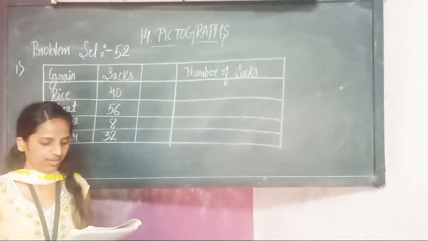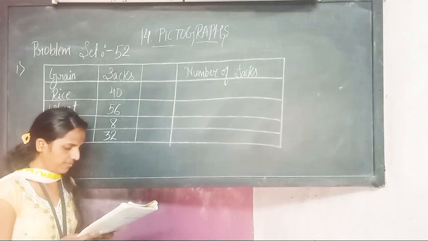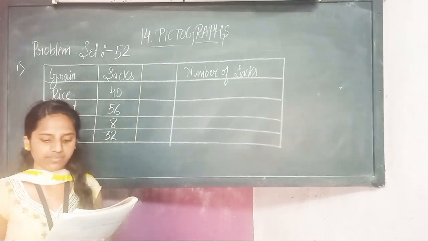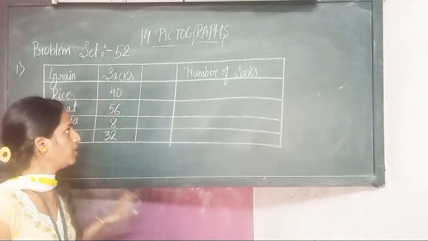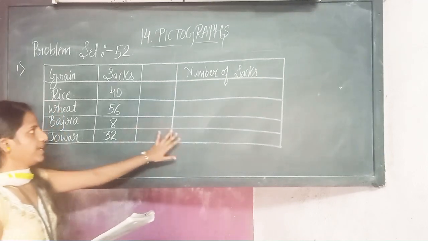Okay students, now let's start with problem set number 52. Here the first question we have. Stocks of various types of grains stored in a warehouse are given below. Make a pictograph based on the information given. We have to draw a pictograph. You can use any picture. I'm going to draw a smiley for this.